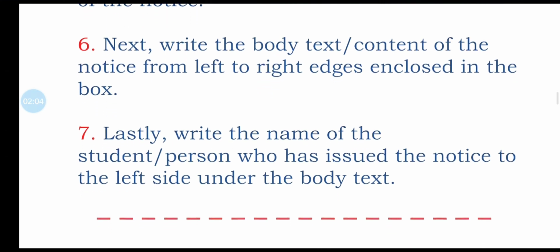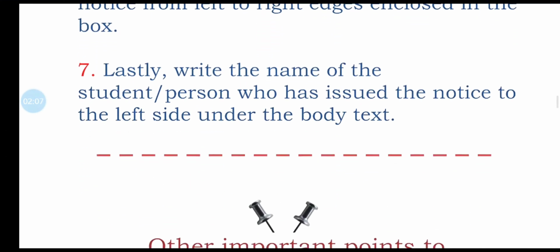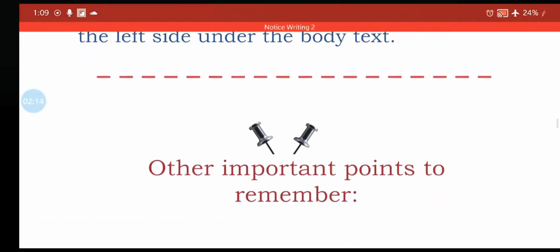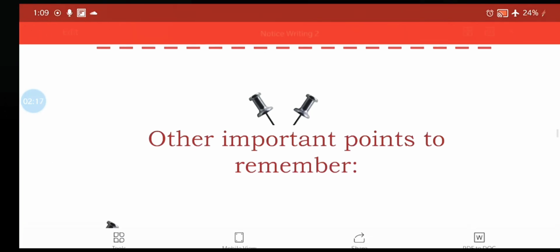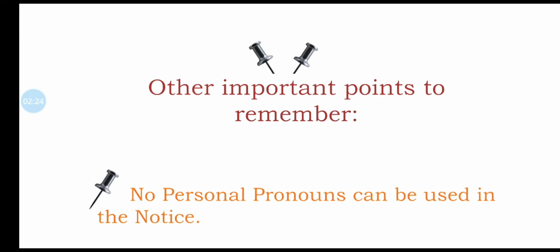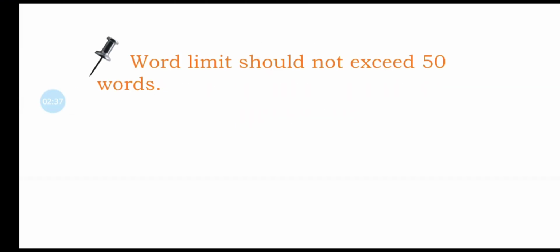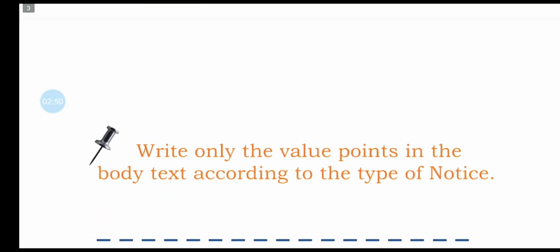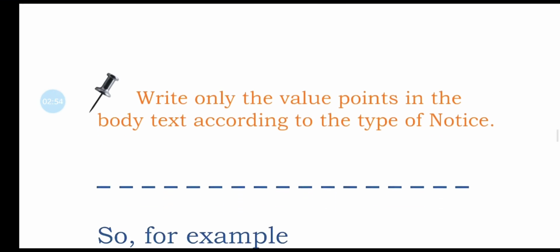Okay. Now, there were other points which I told you which are very important for us to remember. I'm just recapping them again, okay? The first point was no personal pronouns can be used in the notice. There is no usage of words like I, you, they, them, it, and that way. Second is the word limit should not exceed 50 words. So your notice should be under 50 words, right? The third point was write only the value points in the body text according to the type of notice.